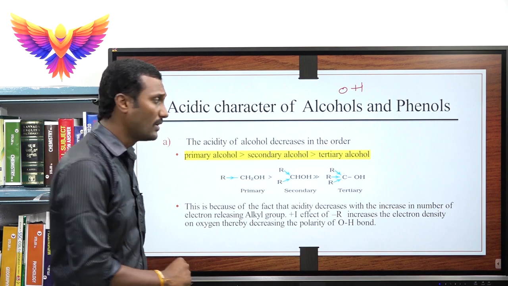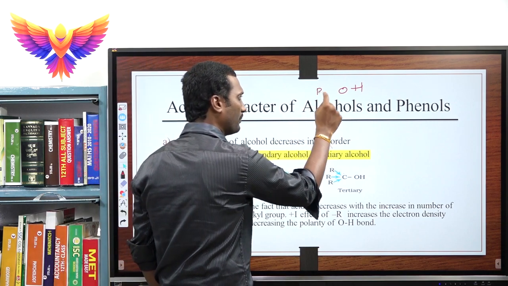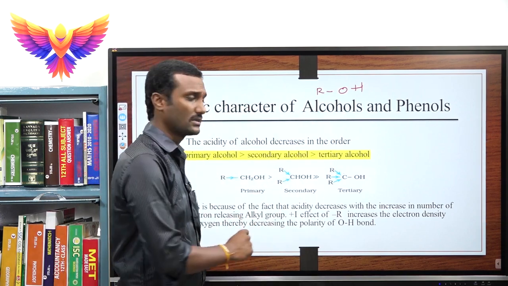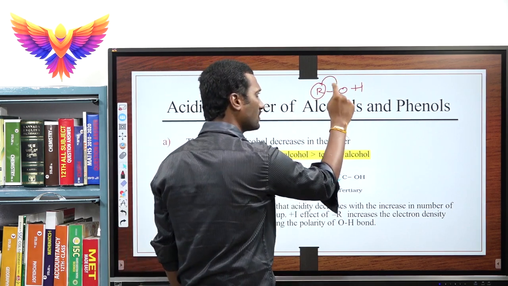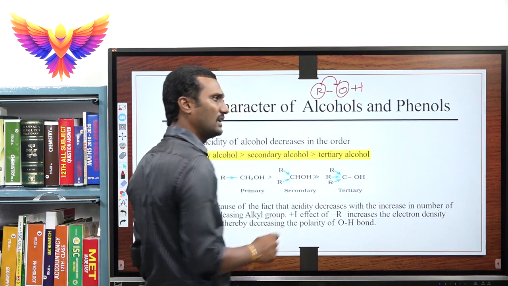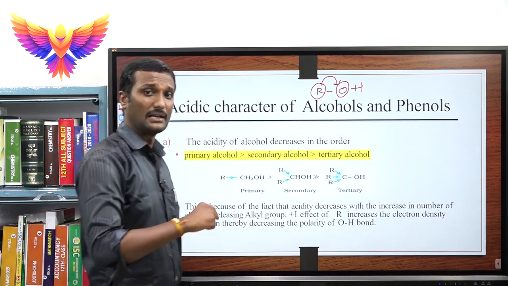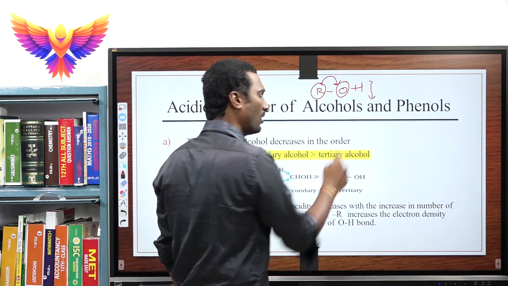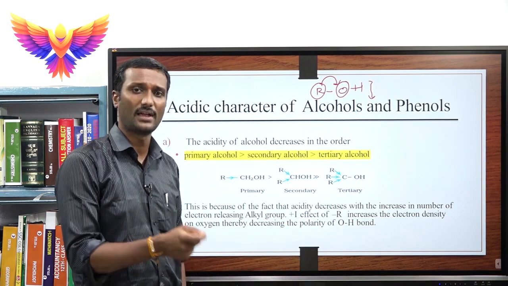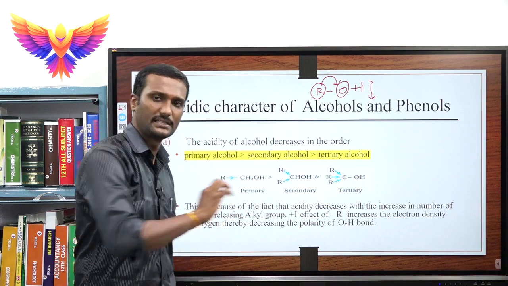Fine. Now when the number of alkyl groups increases, what is the nature of the alkyl group? It has a plus I effect, which means it donates electrons, or increases the electron density on the oxygen. When the electron density increases on the oxygen, the polarity of the OH bond decreases, and hence the acidic nature also decreases.